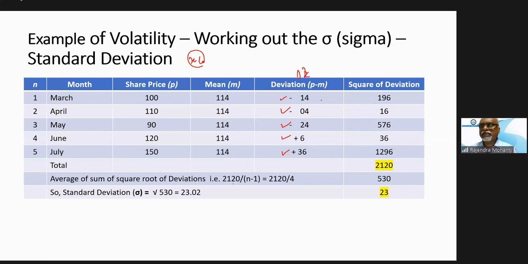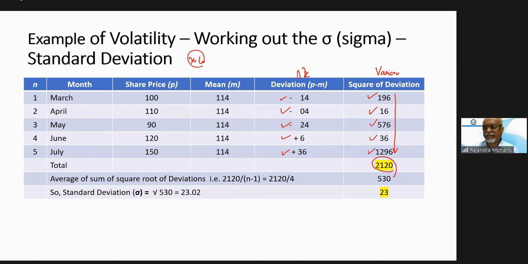Then in the next column, we find the square of the deviation, d square. Minus 14 square is 196. 4 square is 16, 24 square is 576, 6 square is 36, and 36 square is 1296. Then we add up these squares of deviation, and it comes to 2120.